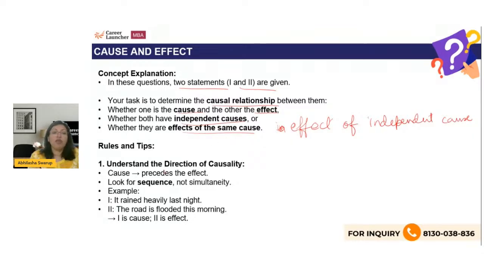So the rule is very simple: understand the direction of causality. Cause will always precede the effect. That means it will always come before the effect. Look for sequence, not simultaneity. They should not happen at the same time.